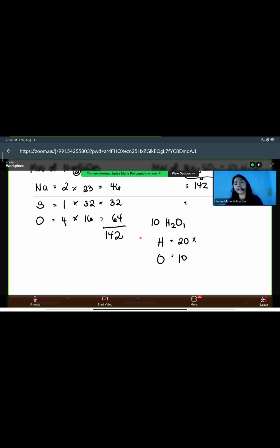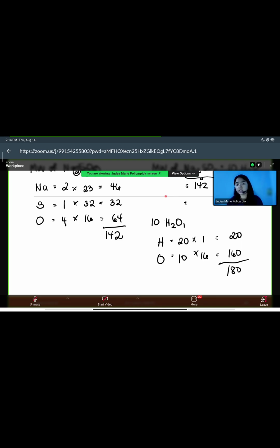And syempre, kagaya kanina, multiply lang natin sila with their corresponding atomic weights. Binigay na natin yung atomic weight kanina. Atomic weight ng hydrogen is 1. Atomic weight ng oxygen natin ay 16. Multiply lang natin yung number ng atoms with their corresponding atomic weight. So that means we have 20 times 1 would give us 20, and 10 times 16 would give us 160. To total lang natin, 20 plus 160, that would give us 180. So therefore, ano yung molecular weight ng 10 water molecule natin? That would give us 180.